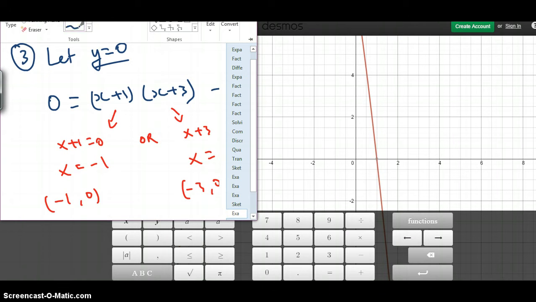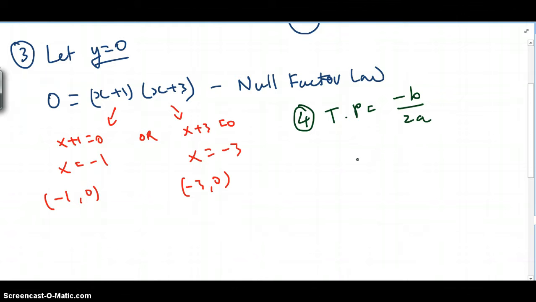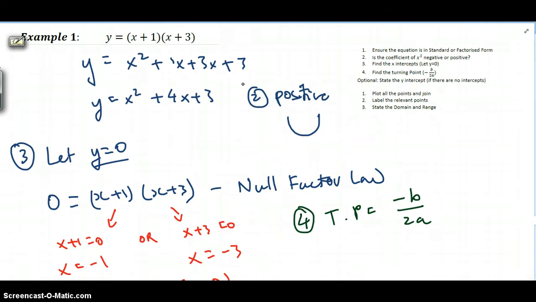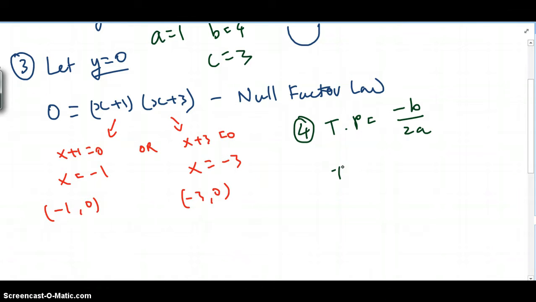Part 4. My screen has gone crazy. Okay. Part 4. So I'm going to draw part 4 right here. To get the turning point, the turning point is equal to minus b on 2a. For this equation, we need to refer back to the expanded form. What is the a value? The a value is equal to 1, the b value is equal to 4, and the c value is equal to 3. So we just need minus b on 2a. So minus b, the turning point, will be minus 4 on 2 times 1.